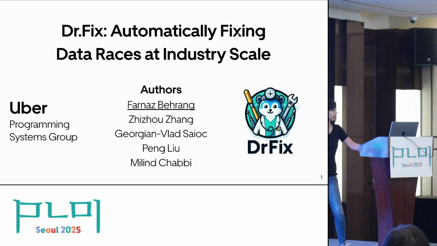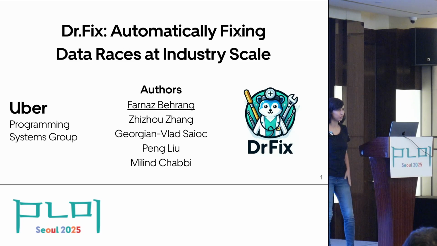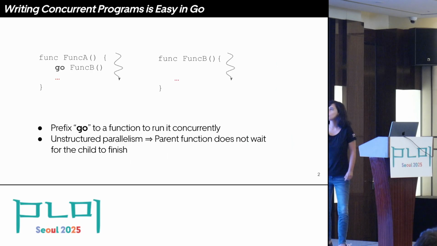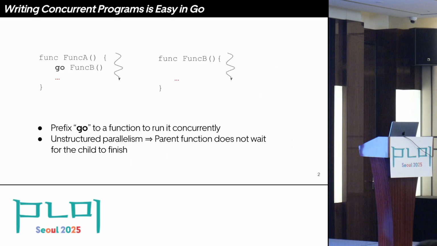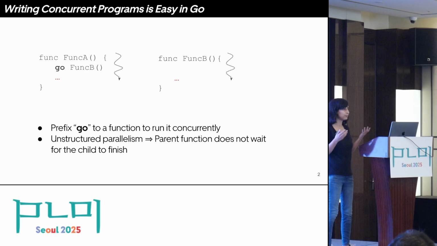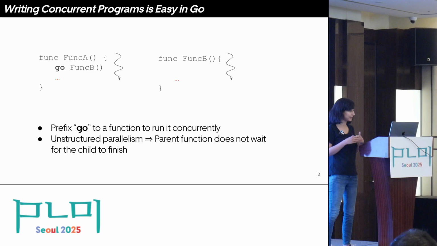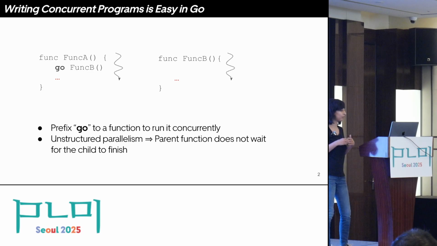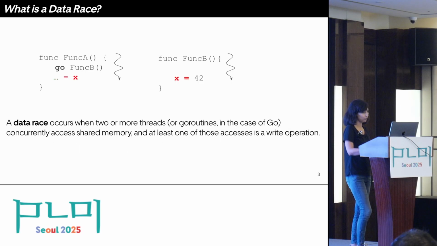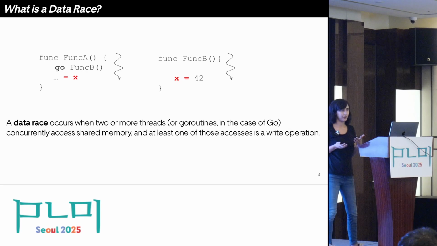Thank you. Hi, everyone. This is Farnaz from Uber, and today I'm going to present our paper, Dr.Fix, automatically fixing data races at industry scale. Writing concurrent programs is easy in Go. You have a function call, you prefix it with go, and it will run concurrently. In this case, it would be unstructured parallelism, meaning that the parent function does not wait for the child to finish. But let's say you write all of these concurrent programs, when does the data race happen?